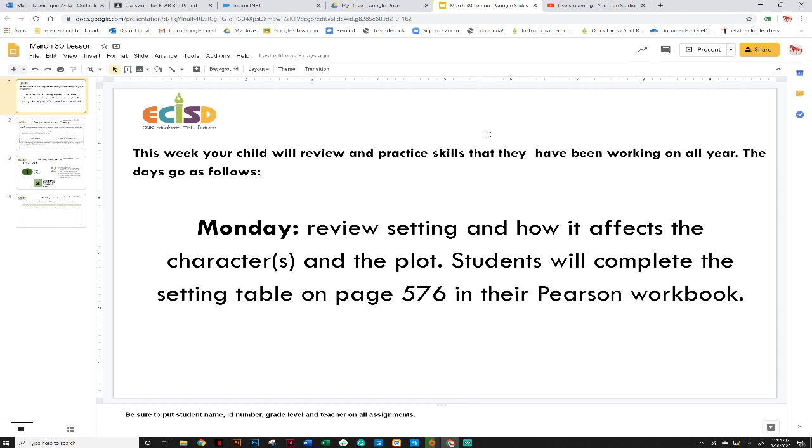So today we're going to be reviewing setting and how it affects the characters and the plot. Students will complete the setting table on page 576 in their Pearson workbook. So again, if you want to do it on paper, then complete the chart on page 576 and you can turn the paper version in, or the majority of you are doing online. You can take a picture of the paper version and submit that on Google Classroom, or do the digital version, which I'll show you in a minute.